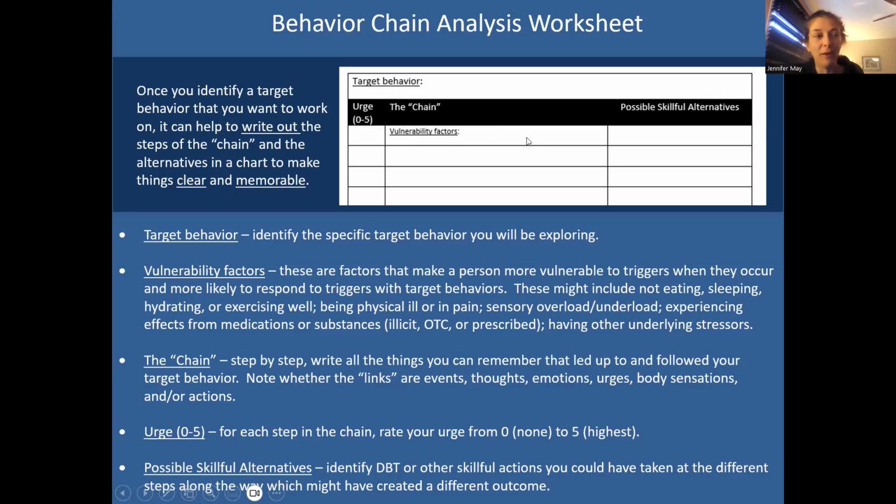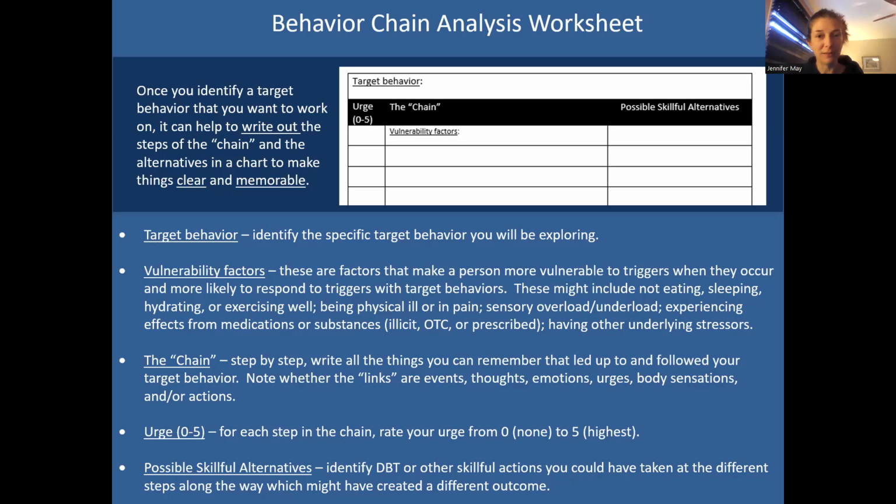And that might involve going back to the day before or earlier in the day, or even just giving yourself an overall context of what's been going on lately. And all that can be part of the vulnerability factors. So then I would start with the step-by-step chain that led up to the behavior. And again, that might start early, go to the very beginning of that day when you first woke up, or maybe the night before, depending on what the situation was.